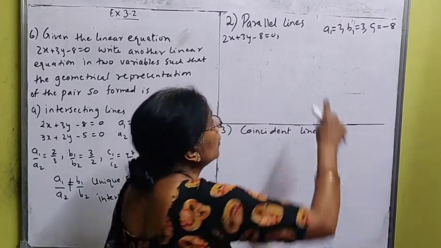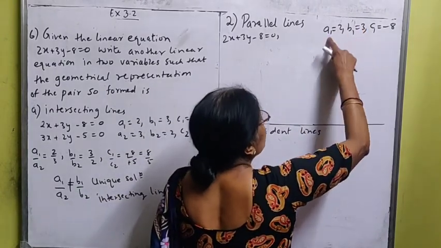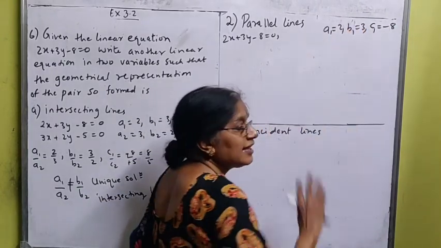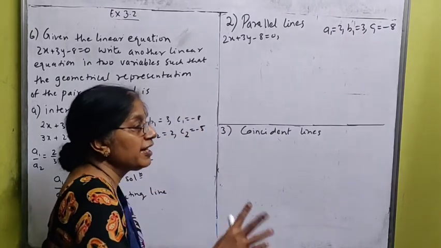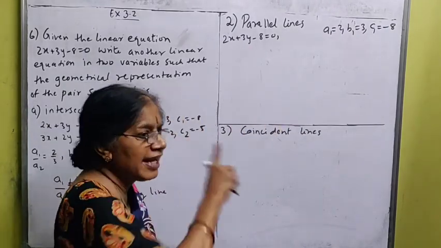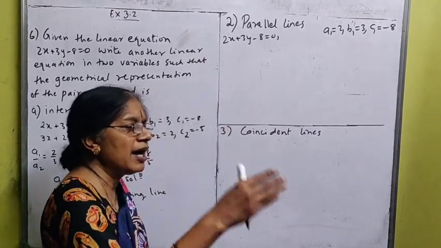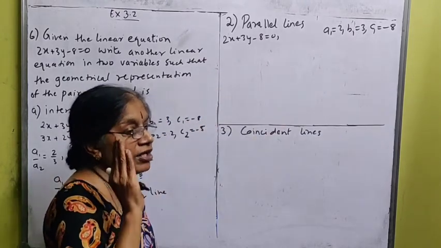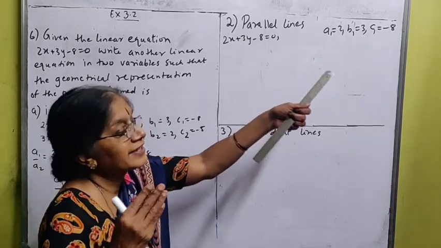If you take 2, 2 2s are 4. Okay, 2 2s are 4, 2 3s are 6, 2 8s are 16. Any one number you take and multiply A1, B1, C1 with the same number, add x, y and let the constant be as it is, you will get the same ratio.